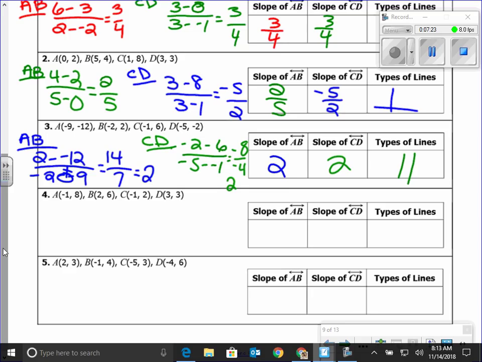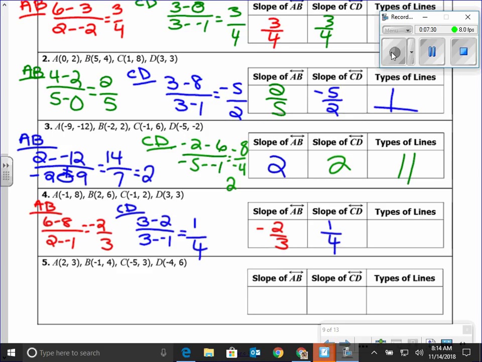Go ahead and find the slope of AB and CD. All right, so for AB, you get a slope of negative 2/3. For a slope of CD, you get 1/4. So they're not the same. They're not opposite reciprocals. So then what can we say? They're neither. Okay, you have that as an option. It's either parallel, perpendicular, or neither. Okay. All right, let's do 5.